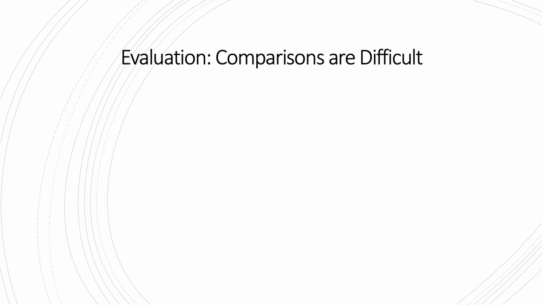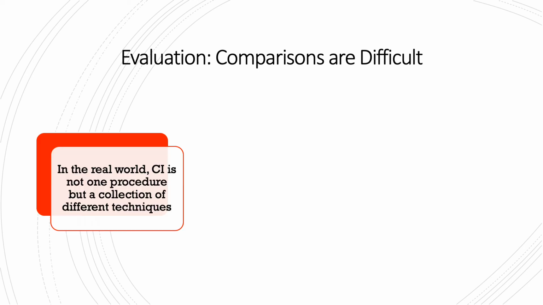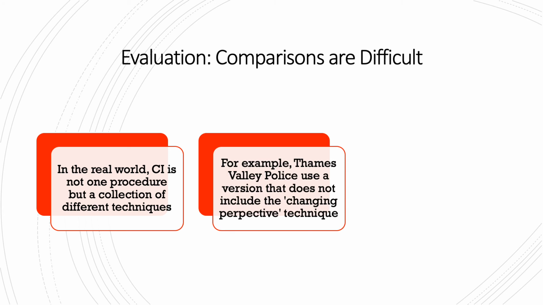Number 4 is that comparisons are difficult. So in the real world, cognitive interview is not one procedure, but it's a collection of different techniques. So 4 different techniques all merged into one procedure. And different police units use the different techniques. So for example, Thames Valley Police use a version that does not include the change in perspective technique.